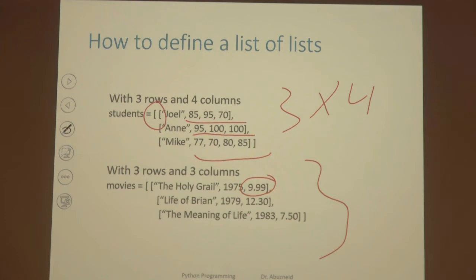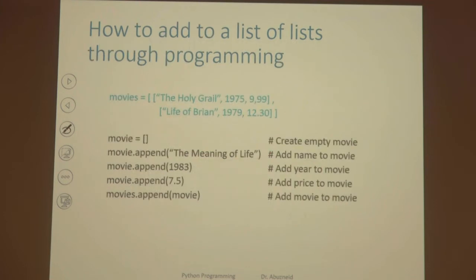So in 1975, it made about 10 million, I think. So how to add a list of lists through programming. All right, so for example, in here you have a list of lists. How many lists do we have in this list? Two, we have two movies, right? If I need to add a third movie, what do I do?